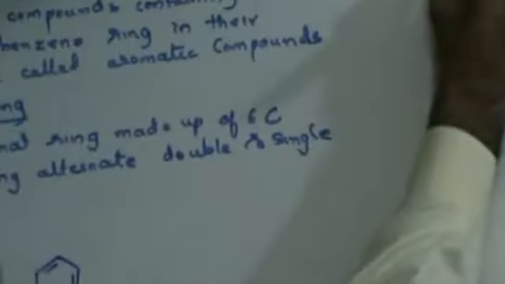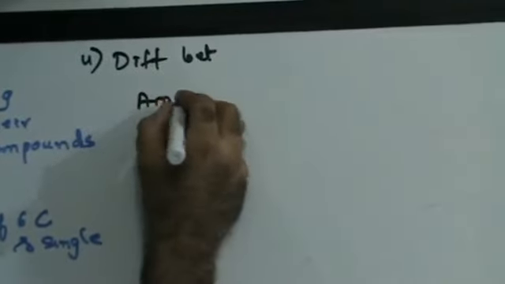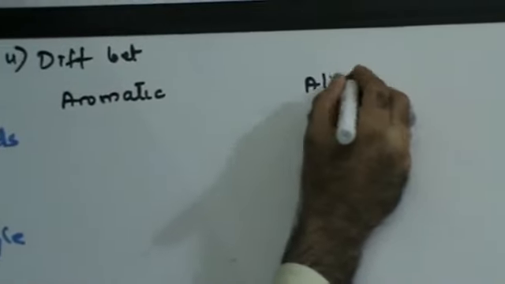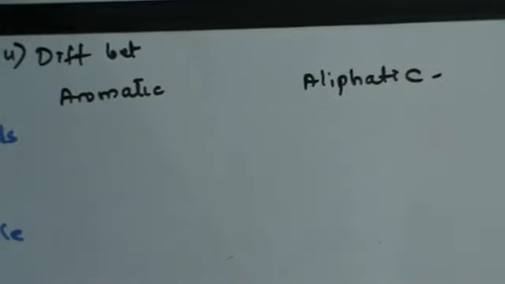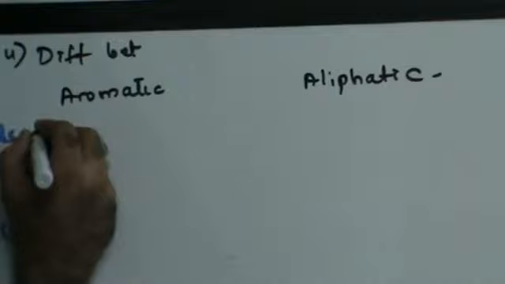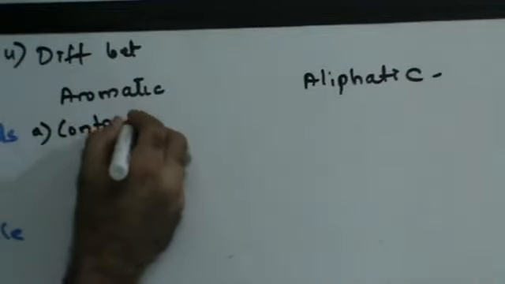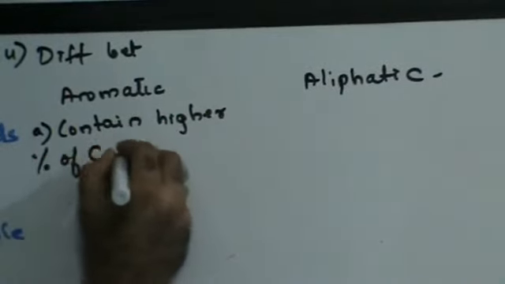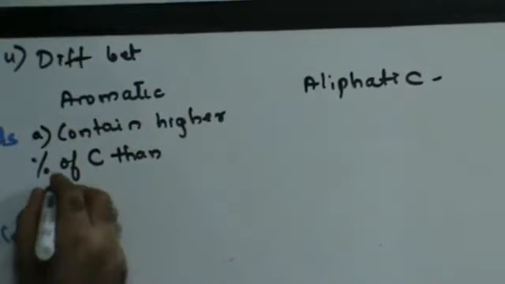Right, now let's find out the difference between aromatic compounds and aliphatic compounds. Now what are aromatic compounds? Aromatic compounds are those compounds that contain a higher percentage of carbon than aliphatic compounds.